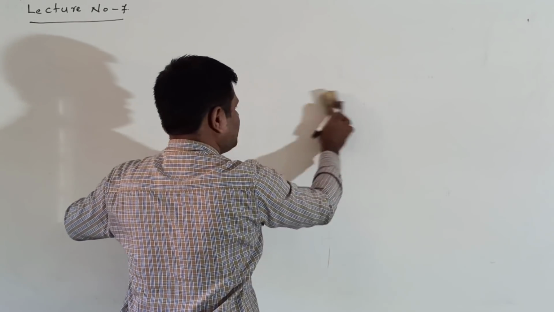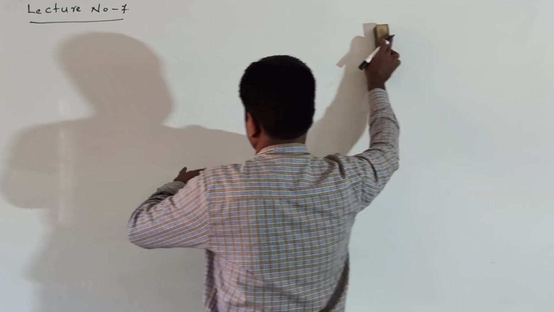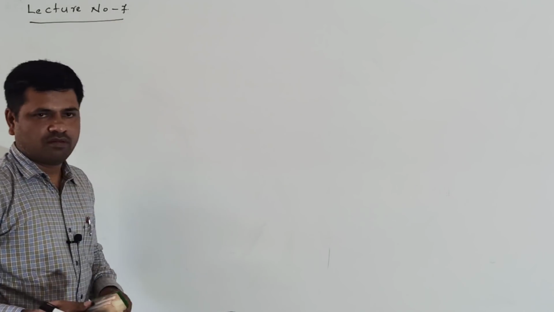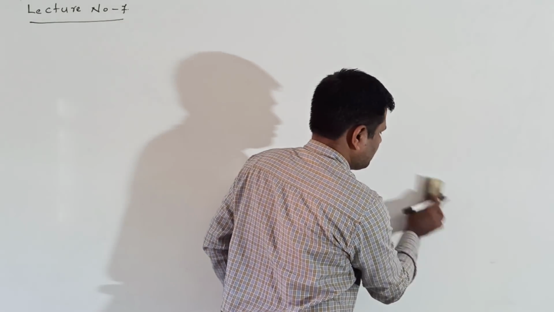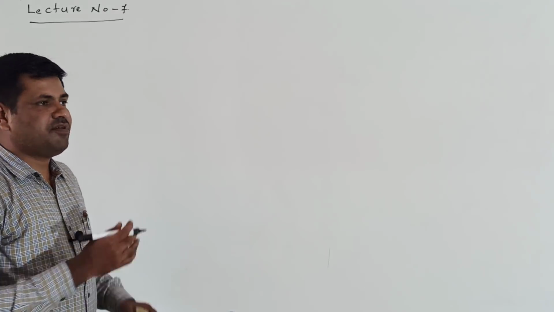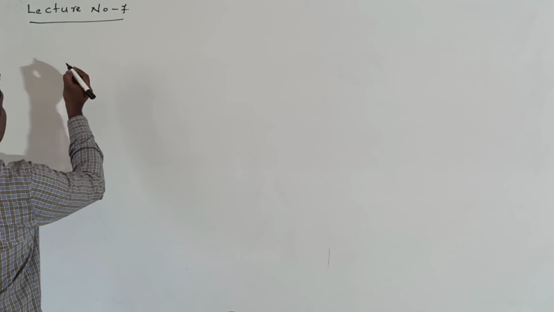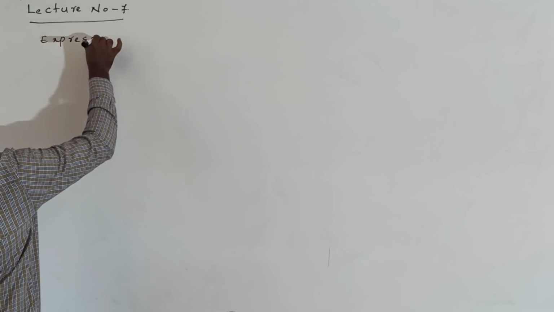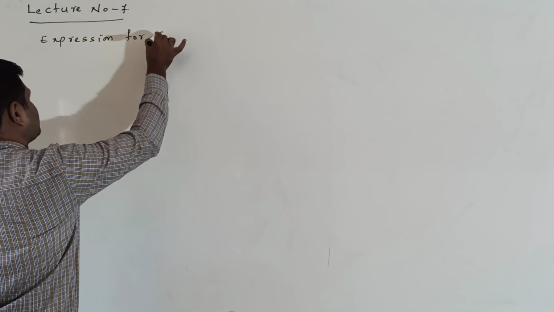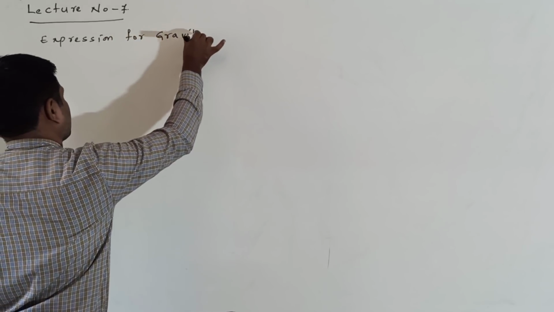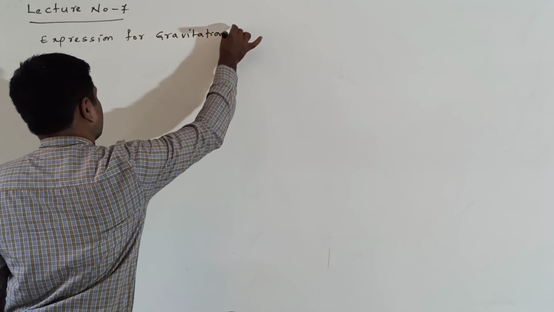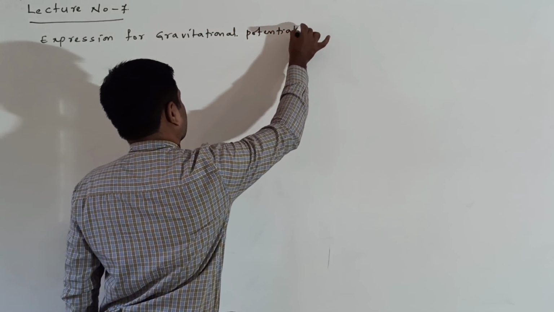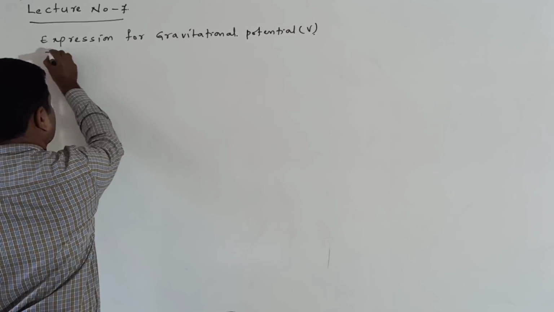When the definition is clearly understood, the equation we will understand very clearly. Here, this derivation we are making based on the definition. Expression for gravitational potential V.